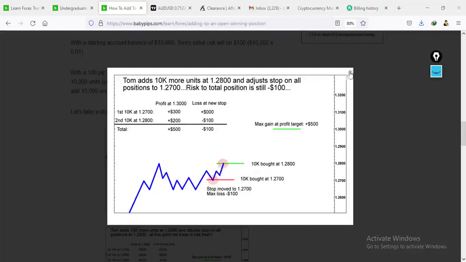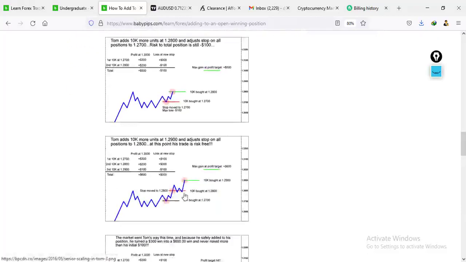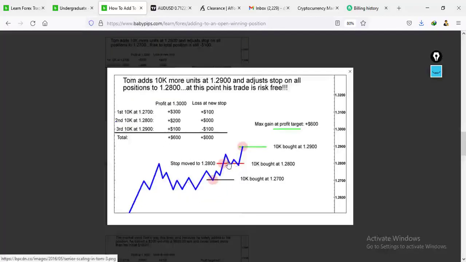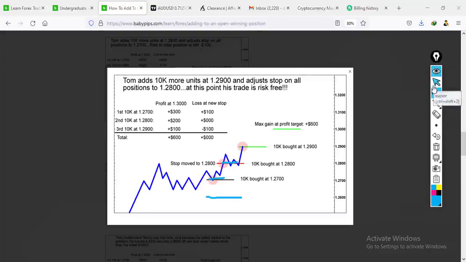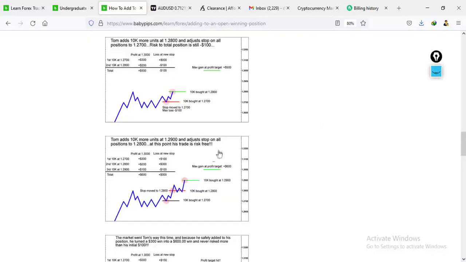Okay, so he's risking another 100, and now let's see what happened. The next trade, Tom adds after adding to this one, prices continue to move higher, closing in on his take profit. Tom decides to add more units, another 10k units at 1.2900, and adjusts stops on all positions to 1.2800. So after the very first position was entered, he moved his stop loss to this level, and he entered another position here. Okay, let's see if Tom is still on the right track as a trend trader.